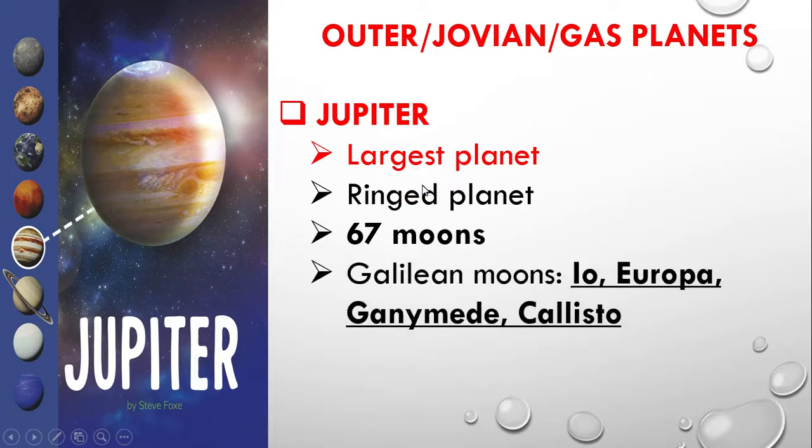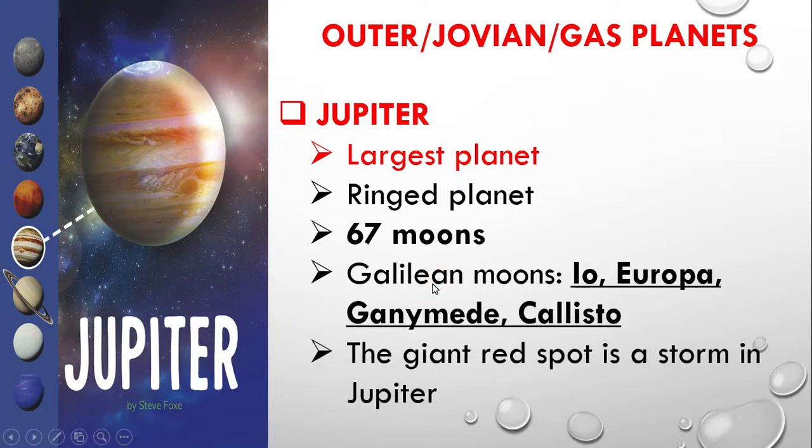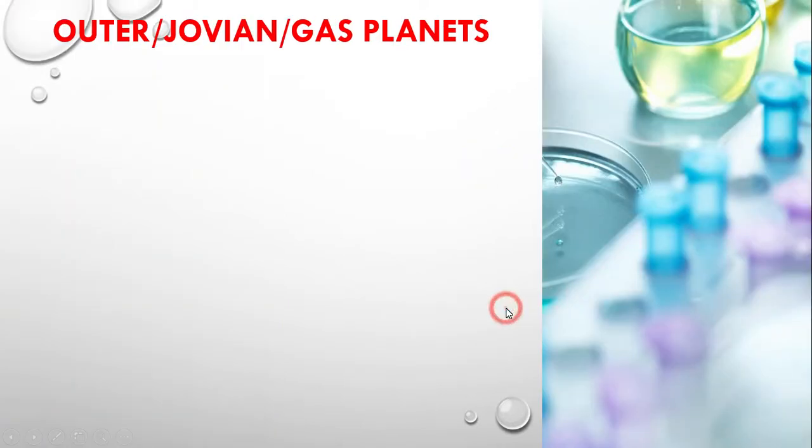Okay, so the most known nga moons sa Jupiter is what we call the Galilean moons, no? It was discovered by Galileo Galilei, no? Yung gitawag siya Galilean moons, si Io, si Europa, si Ganymede, and si Callisto. Okay, so yung giant red spot in the Jupiter is what we call a storm. Pag naay giant red spot, grabe guro nakadako nga storm, kay mag-create man gid siya og red spot in the planet. Okay? So it is a storm in Jupiter, ang giant red spot.